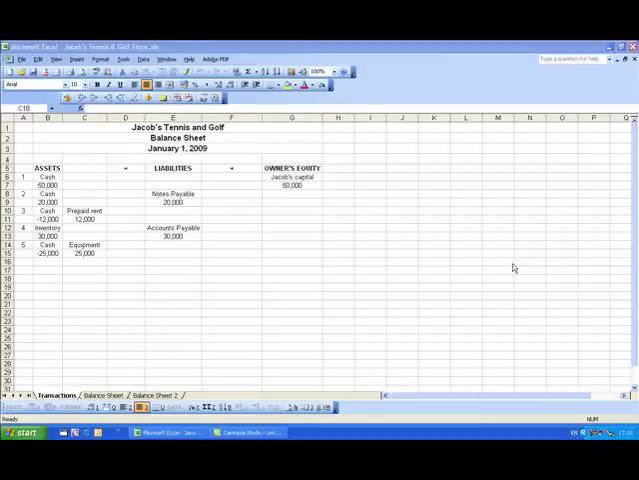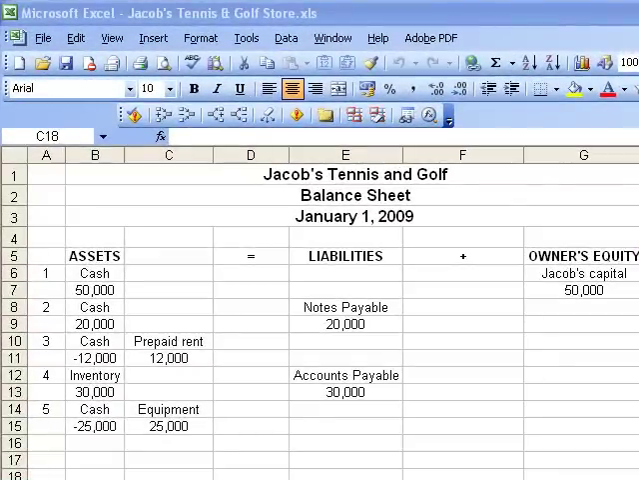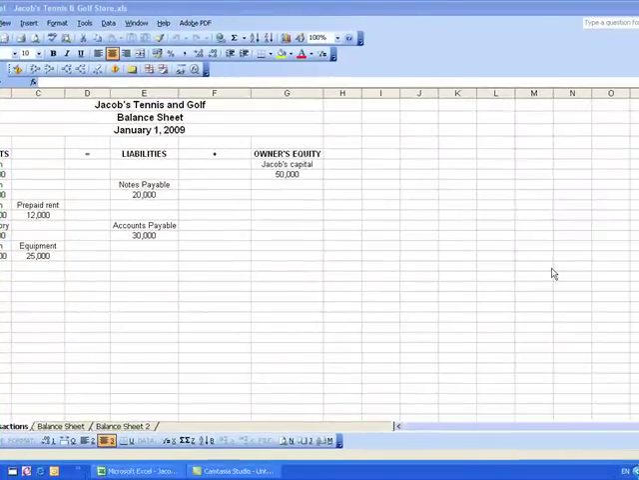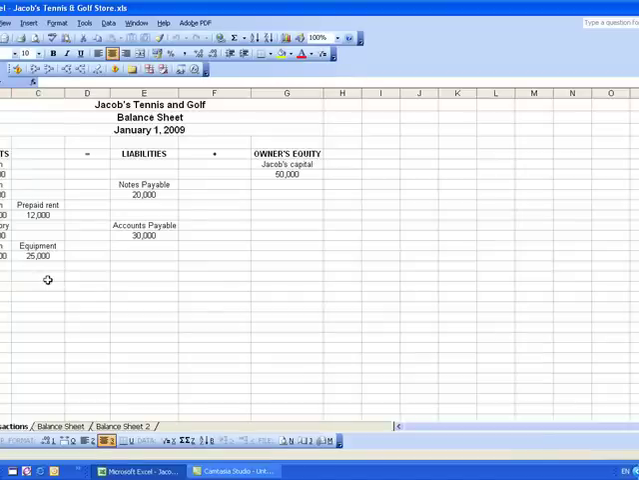So let's go back to our example. Let's assume that Jacob's Tennis and Golf has rendered a service to the customers, providing golf lessons for the amount of 600. So how will we recognize this? Considering that the customers paid 200 immediately by cash and 400 will be paid in February, we recognize both transactions as assets. So let's number this as the 6th transaction.